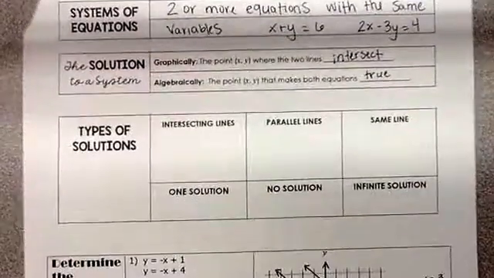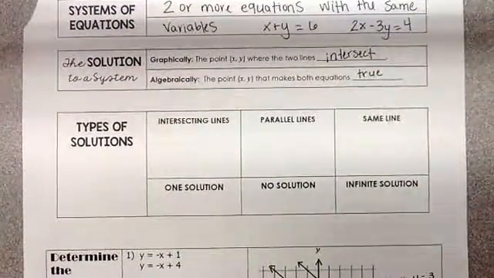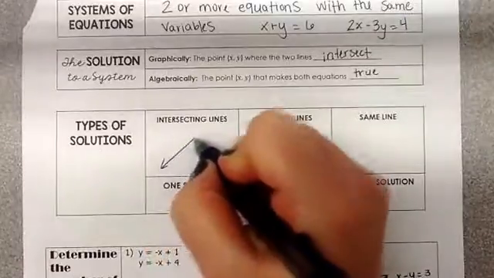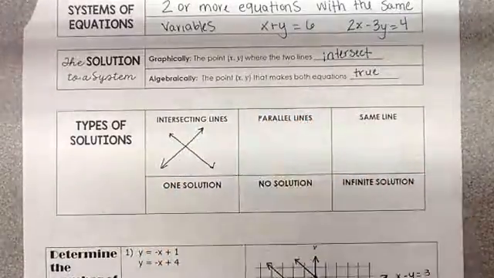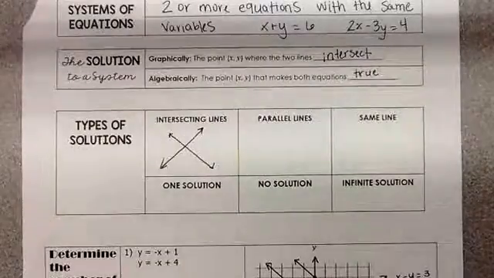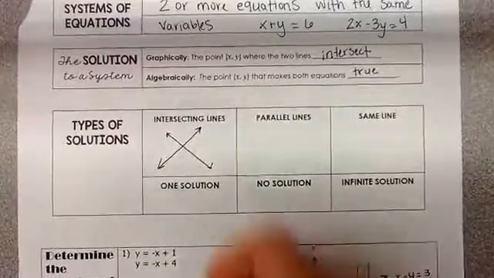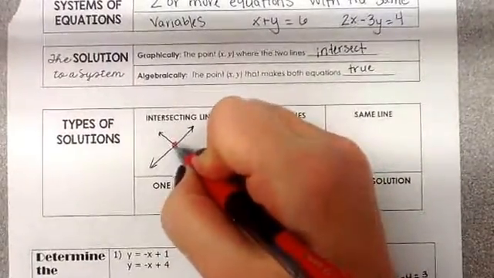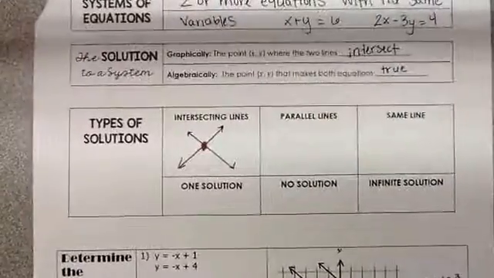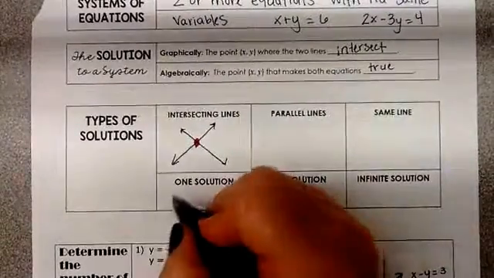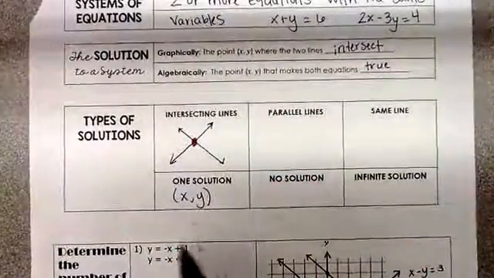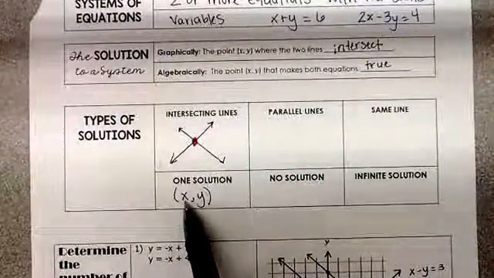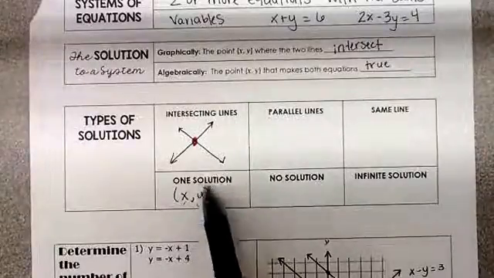There are three types of solutions that we're going to have today. We could have intersecting lines. So when we graph those, we could have intersecting lines. The solution is where they cross, so it'll be a point. Coordinates. So your solution for x is your x value, and your answer for y is your y value.